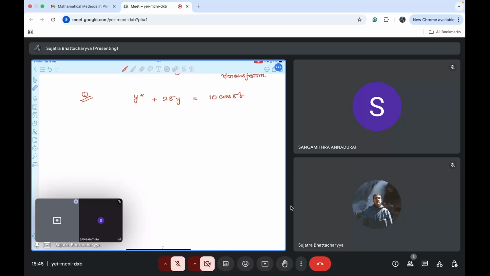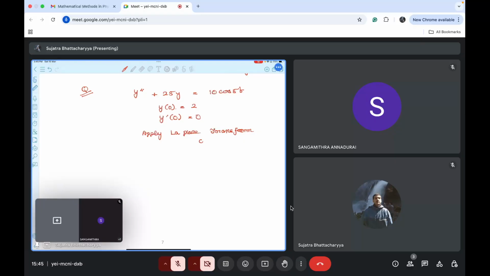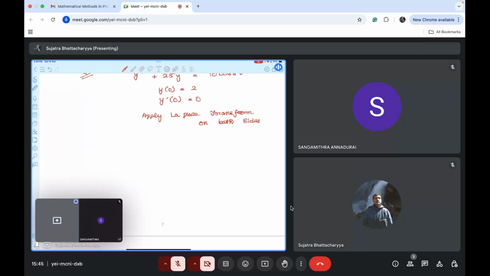Okay. So along with that, some conditions were given: y of 0, at t is equal to 0, y is 2. And the first order derivative of y at 0 is 0. Okay. So what I will do is that we will apply Laplace transform on both sides. Okay, you apply Laplace transform on both sides.